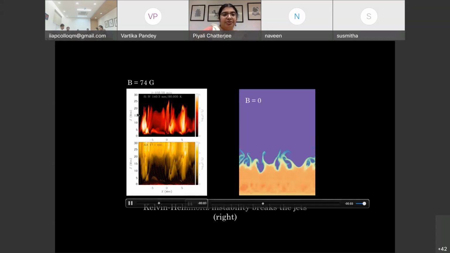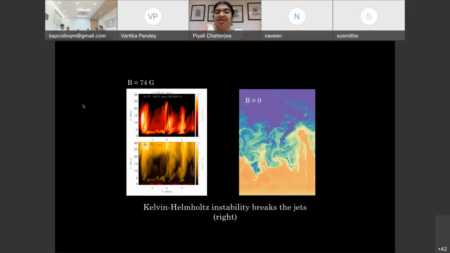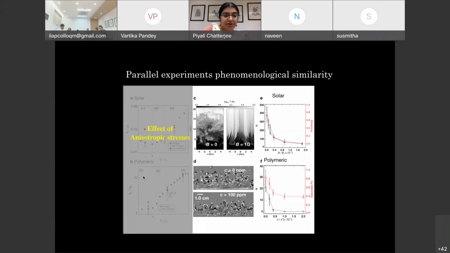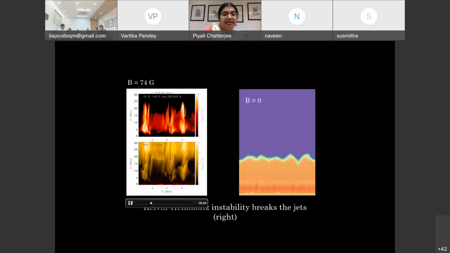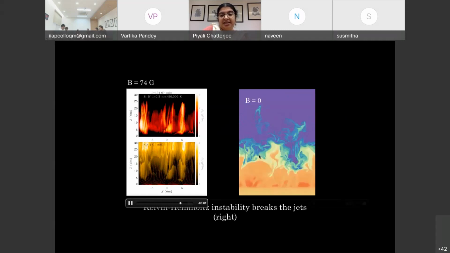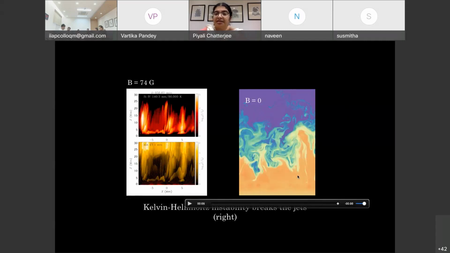So here on the left side, you see we have imposed a vertical magnetic field of 74 Gauss, and you basically see that there are jets forming on the left hand side, whereas on the right hand side there are no jets. There are these plumes, the Kelvin-Helmholtz instability plumes, which are formed because of this Kelvin-Helmholtz shearing instability, and they just get turbulent and fill up the entire space. There are no jets when there is no magnetic field in the plasma, no imposed magnetic field in the solar atmosphere. We don't get any jets, right?